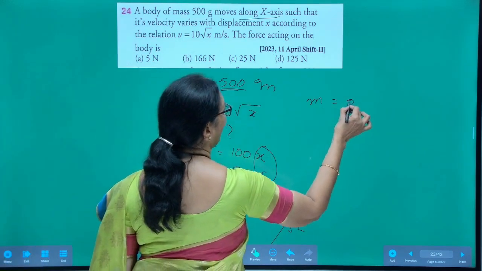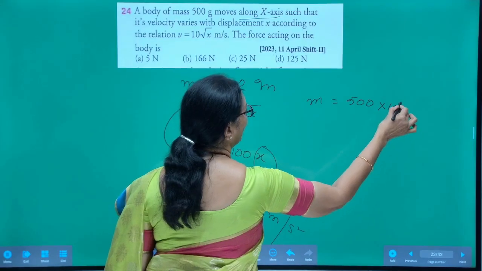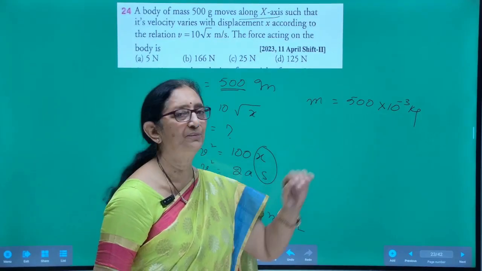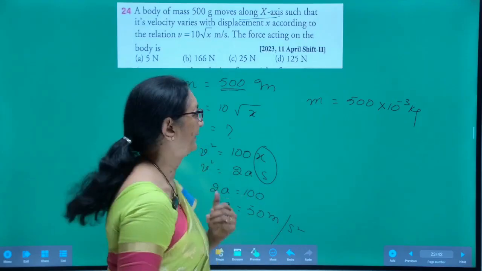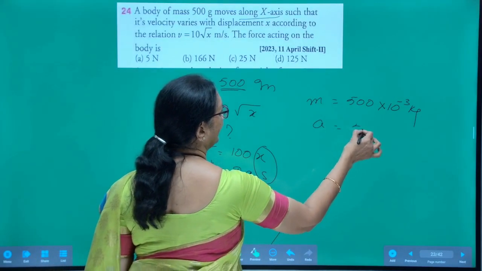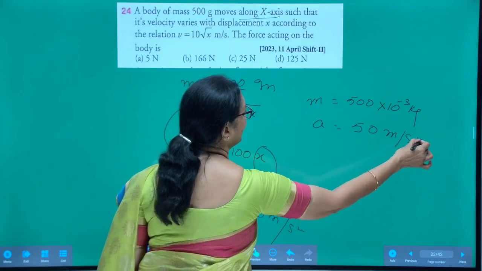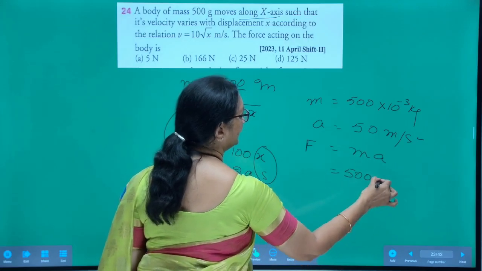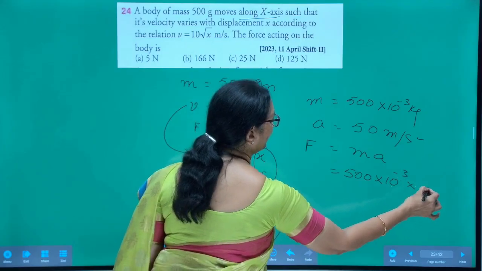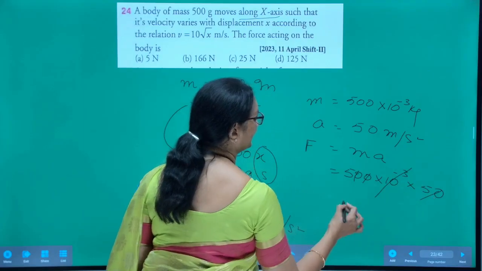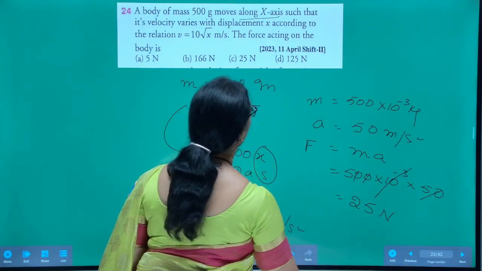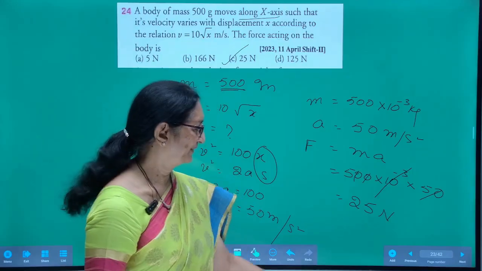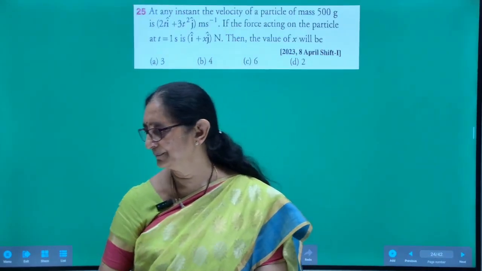M is equal to 500 grams, to be converted into kg. To convert gram to kg, you have to multiply that with 10 power minus 3. So, acceleration is given as 50 meter per second square. F is equal to ma, it is 500 into 10 power minus 3 into 50, the 3 zeros get cancelled, it is 25 Newton. So, the answer is 25 Newton. Is it okay? Let us move on to the next problem.